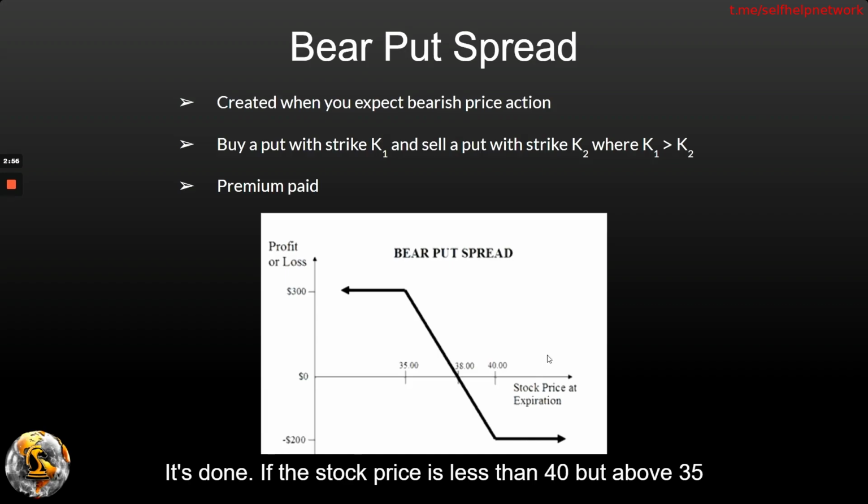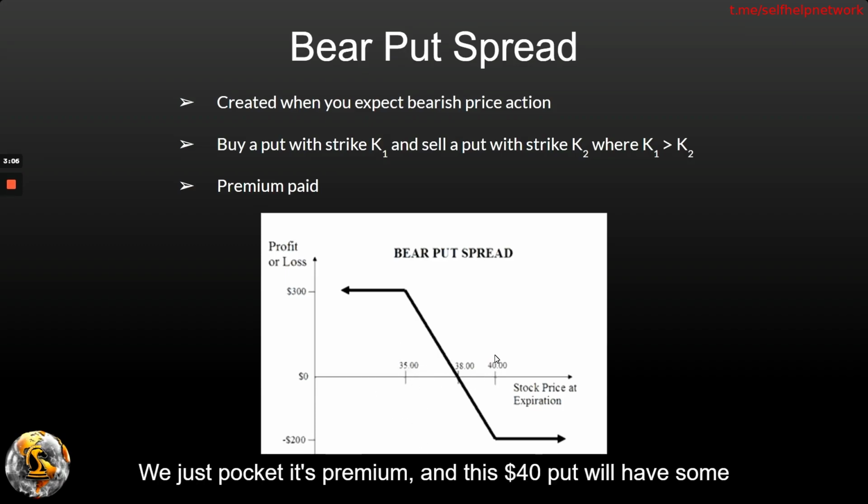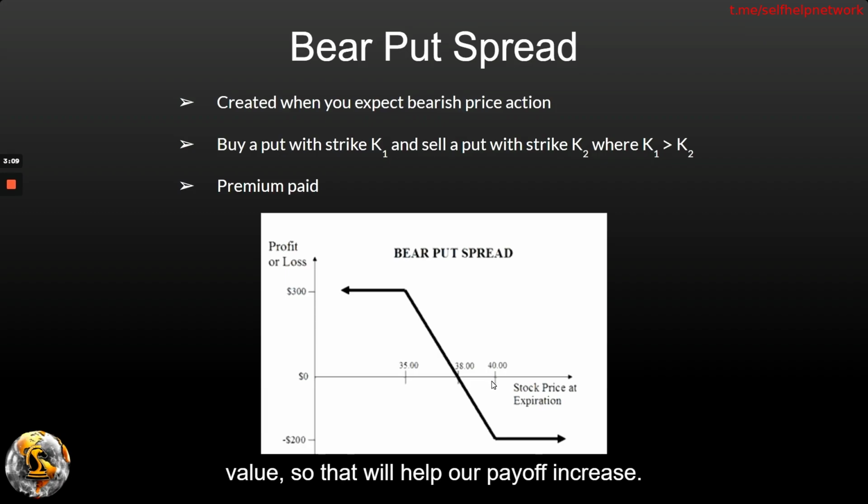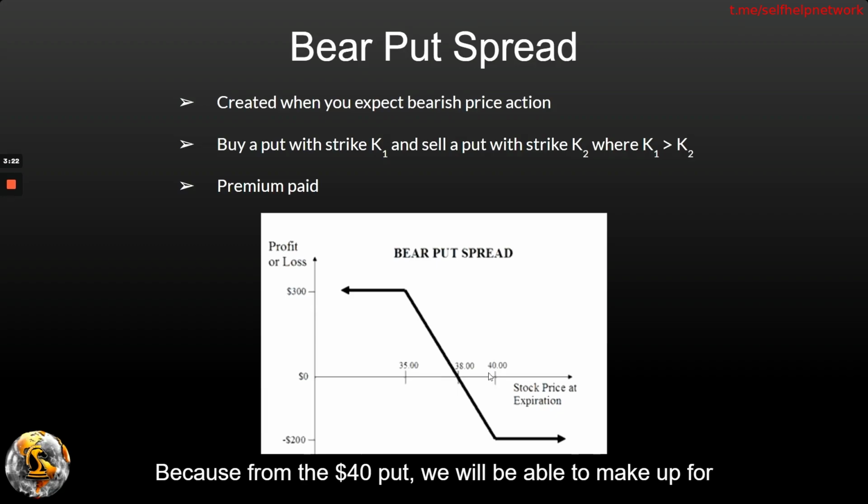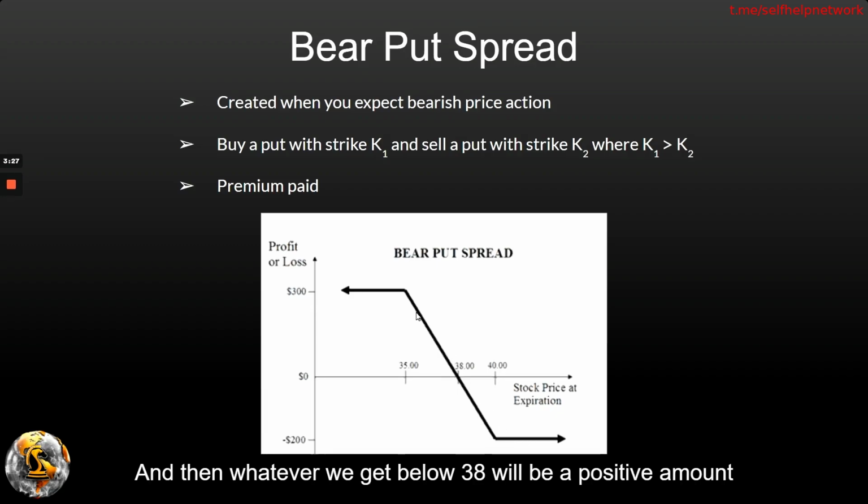It's done. If the stock price is less than 40 but above 35, the 35 put will be worthless. We just pocket its premium, and the $40 put will have some value. So that will help our payoff increase, and after a certain amount it can be positive. In this case, if the stock price is below 38, it will be positive. Why? Because from the $40 put we will be able to make up for the premium, and whatever we get below 38 will be the positive amount that we pocket.